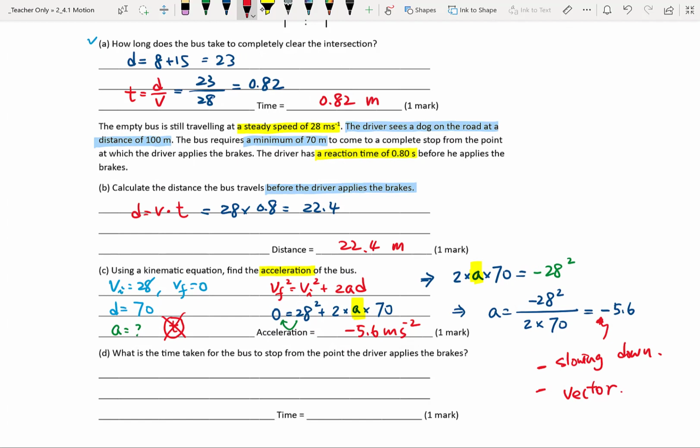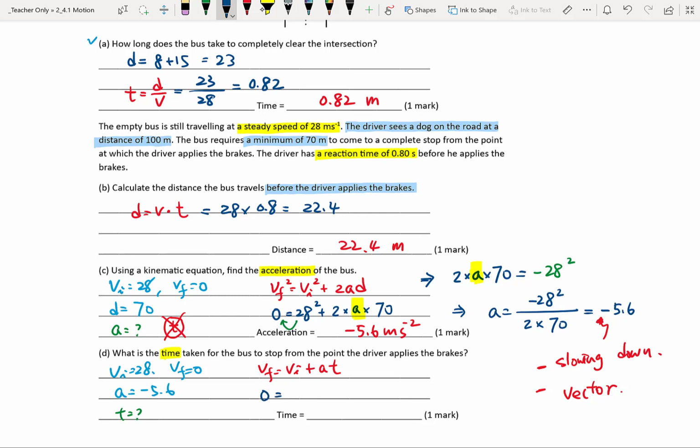Okay, now the next question, D. What is the time taken for the bus to stop from the point the driver applies the brake? Now we want to know the time. Again, what do we know? We know the initial speed is 28, final speed is 0. You can use distance 70, but now we know the acceleration is negative 5.6, and we want to know time. What formula can we use? We can use the final speed equals VI plus AT.